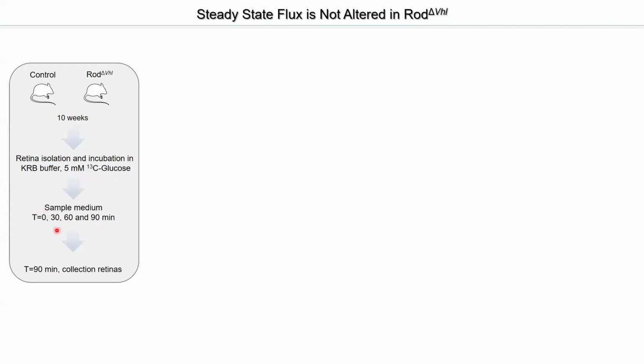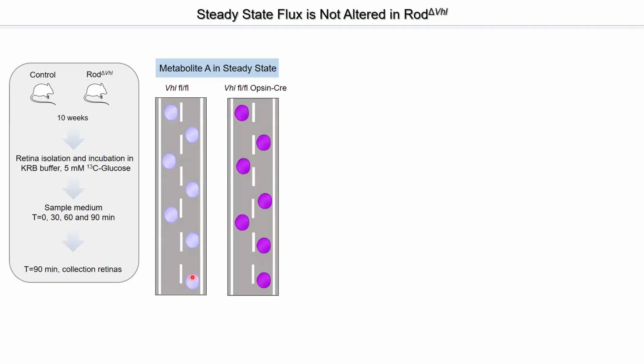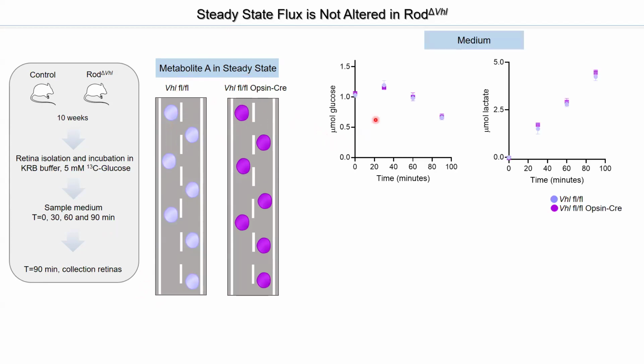So we sampled our medium at different time points, and this allowed us to have a steady state concentration. And we also collected the retinas at 90 minutes. So what it means to have a steady state concentration of this 13C glucose in our sample is that what we will be looking at is exactly the total abundance of a metabolite, whether that's changed in condition A versus condition B. And what we could find, when we look at the medium, is that there's actually no more glucose utilization or less in the VHL mice versus the controls.